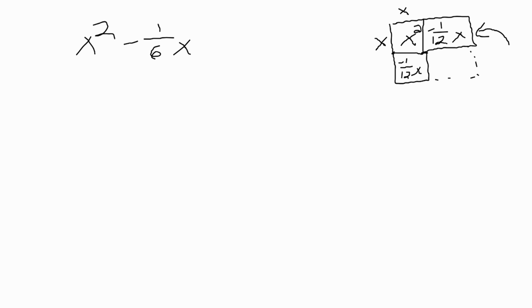Negative 1/12. Fantastic. So I've got negative 1/12 here, and that's a negative 1/12 by x rectangle. In fact, this one down here is as well, isn't it? Yeah. So how big is this missing square right here? Negative 1/12 times negative 1/12. All right, let's do that. Negative 1/12 times negative 1/12 gets me what?